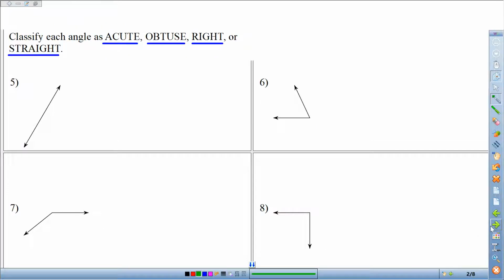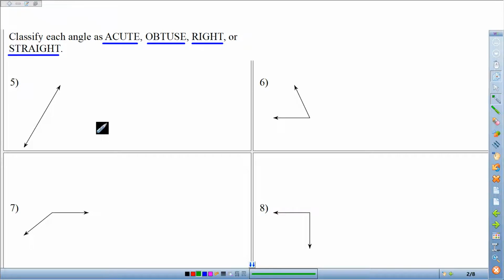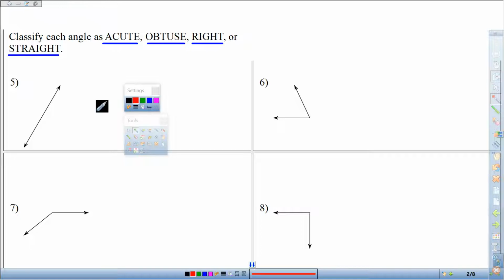Next section is just asking us to classify each angle as either acute, obtuse, right, or straight. Here's a quick reminder, this is in your notes. Acute angles are less than 90, obtuse are greater than 90, right angles are equal to 90, and straight angles are equal to 180 degrees. On this first section, they're just giving us a picture of the angle. So, for example, on number 5, I can see that this is a straight line, or in other words, a straight angle. So there's my answer on this one.